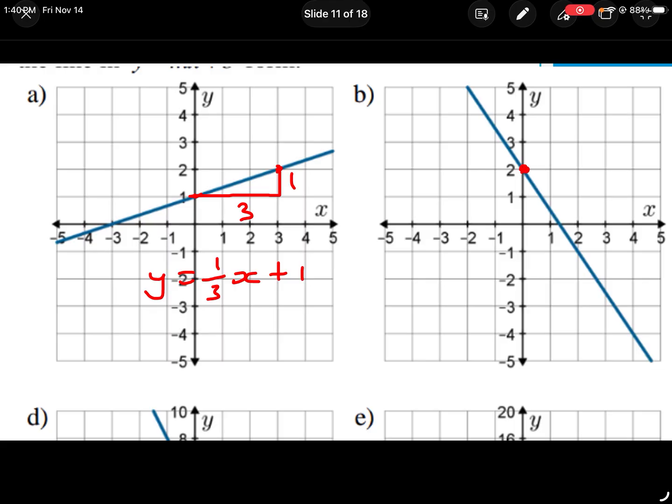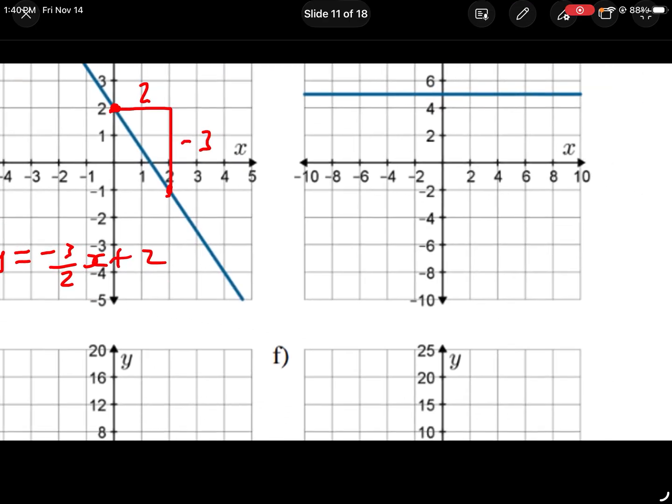For this one, I can see that's a nice point. Let's draw a triangle. It goes across 2, goes down 3. So my equation of my line is y equals negative 3 over 2x, goes through the y-intercept at 2, so plus 2.